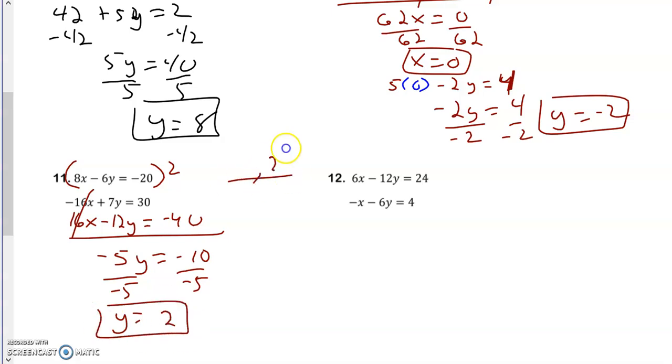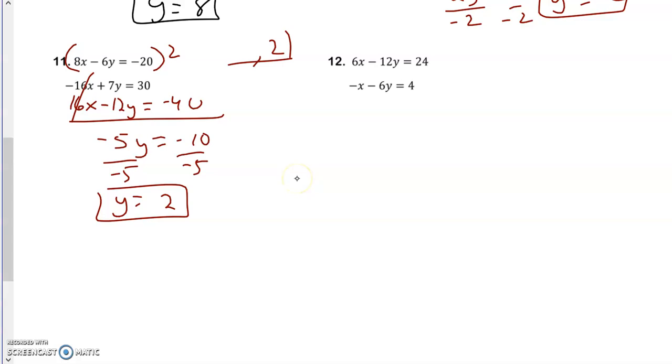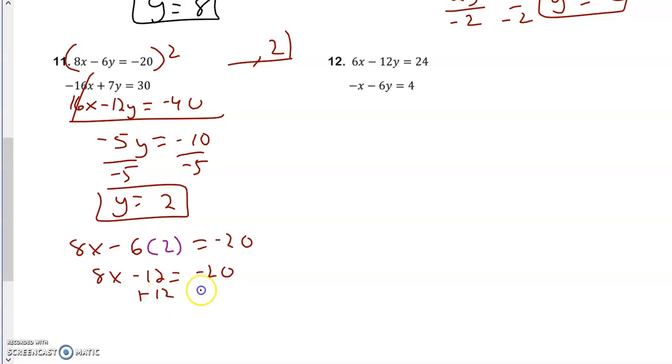Come over here and put a 2 in. And now I'm just going to choose which one I'm going to use. I think I would use the top one. So I'm going to do 8x minus 6, and keep in mind you can choose whatever one works best for you, but for me the top one looks easier, the numbers are smaller. So I'm going to go with that one. So 8x minus 12 equals negative 20 plus 12, and I get 8x equals negative 8. I'm going to divide by 8, and x equals negative 1.